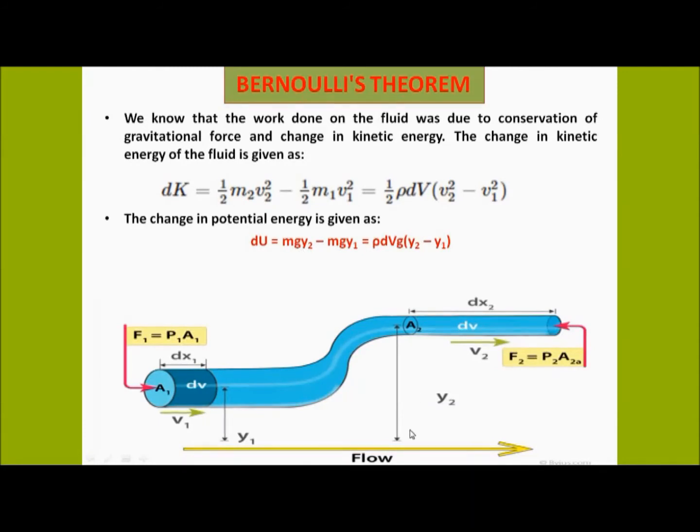So here y2 is the distance of the fluid from the ground. This is the y2 distance of the fluid from the ground, right? And this is the y1 distance of the fluid from the ground. So mass into force, right? The mass of the liquid into acceleration due to gravity into the height. Thus you can see again, this is the change in the potential energy, which is equal to mass, which can be written as rho dV, that is the density into volume, into g (y2 minus y1).